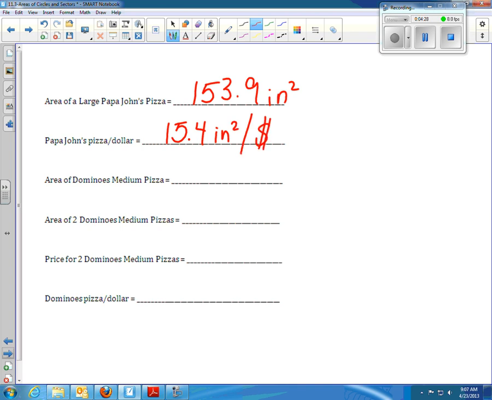All right, so your job now, I want you guys to go through and find the area of a medium pizza, the area of 2 medium pizzas. Remember the Domino's is for 2. The price for 2, don't round it to $6, and then find out how many square inches of Domino's pizza you can get per dollar. If you need that information, just go ahead and rewind the video a little bit, and you'll see that previous slide.